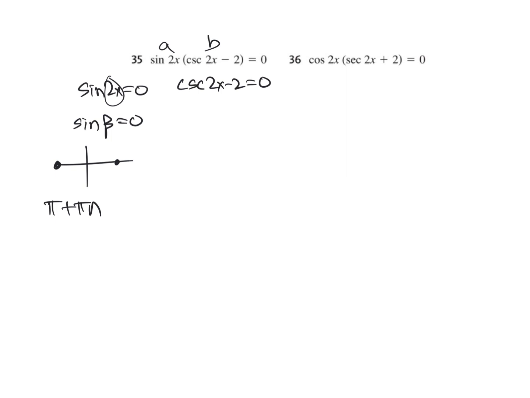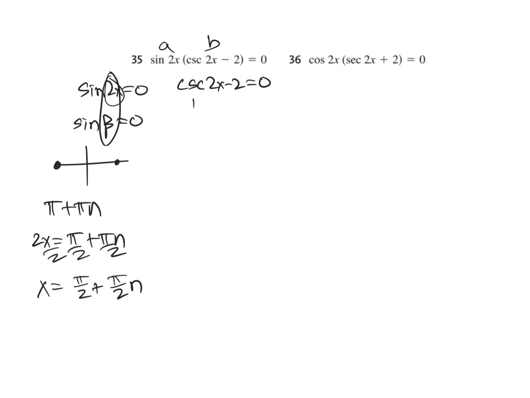That would be your answer, except beta, remember, is 2x. So 2x equals pi plus pi n. Divide off the 2, and you get x equals pi over 2 plus pi over 2 n. All right, so it's going every 90, so you just do basically pi over 2.